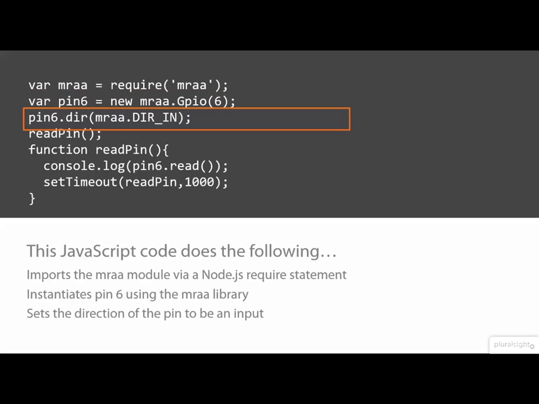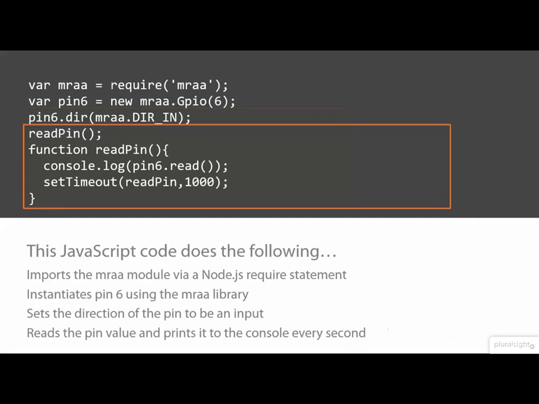Note that at this level, using the MRAA library directly, even through JavaScript, we're still having to set the pin direction. Now, that might feel like busy work to you like it does to me, and thankfully that chore is going to go away later when we start using a good library. You'll see. Finally, we read the pin, write the value to the console, and set that to happen every second using the common setTimeout JavaScript function. Note that we didn't have to close access to the pin now.